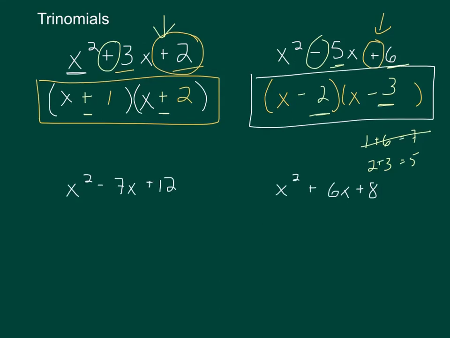Please try factoring x squared minus 7x plus 12 and x squared plus 6x plus 8 now. When you're ready to see the answers, hit play again.